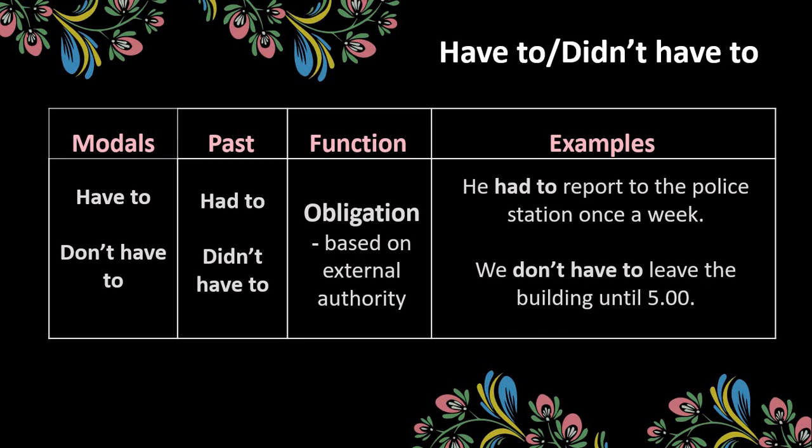Have to versus didn't have to. The past form of have to is had to, and the past form of don't have to, which is a negative, becomes didn't have to. Both of them are used for stating obligation, which is based on external authority, not personal point of view. For example, you have to report to the police station once a week. The external authority here is the police. We don't have to leave the building until 5.